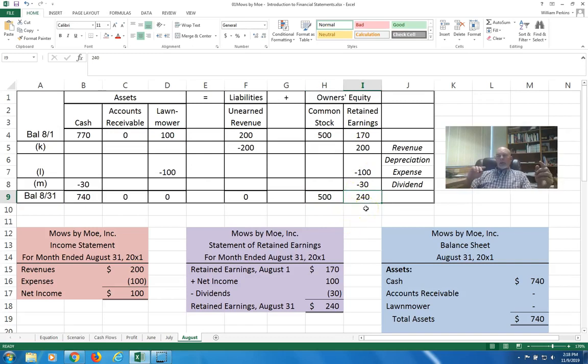Again, that represents the $100 each month. That'd be $300 minus the $60 of dividends that we paid throughout the summer. So that's the ending balance of $240.